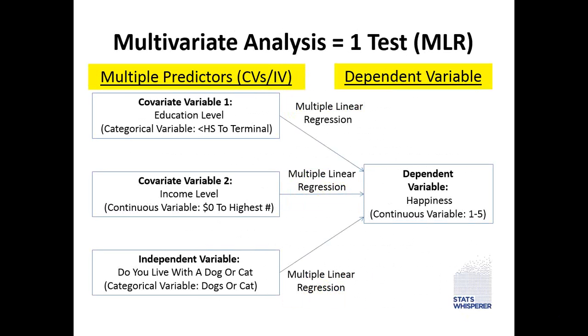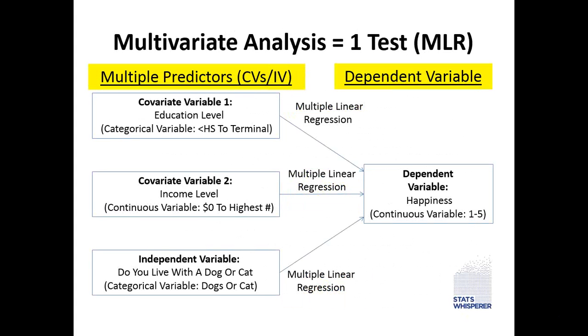But this week, it's another story, right? So the multivariate analysis will test this model with one test, right? So on the left, again, multiple predictors, right? We have 2 covariates, 1 independent variable, and they're being tested at the same time by multiple linear regression. So on each arm, we have multiple linear regression being tested with happiness.